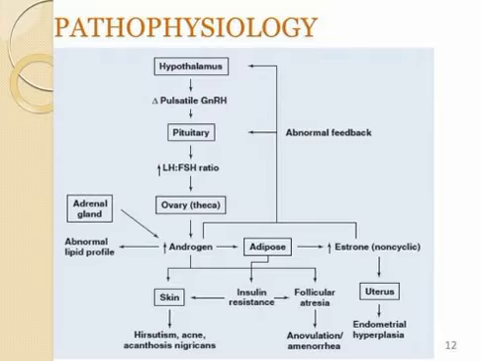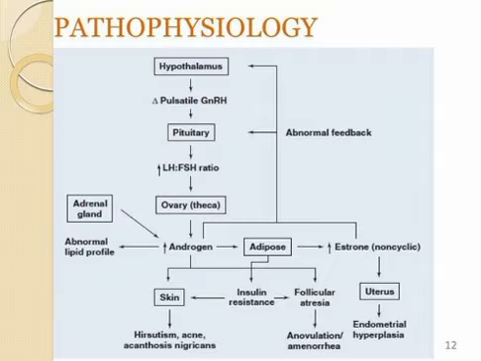When it leads to an abnormal lipid profile in the adipose tissues, it may lead to insulin resistance, follicular atresia, which may further lead to anovulation and amenorrhea. If there is an increase in the estrone level for non-cyclic purposes, the uterus may develop endometrial hyperplasia. So this is the pathophysiology of polycystic ovarian disease.